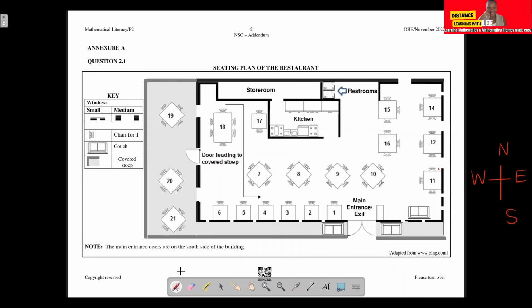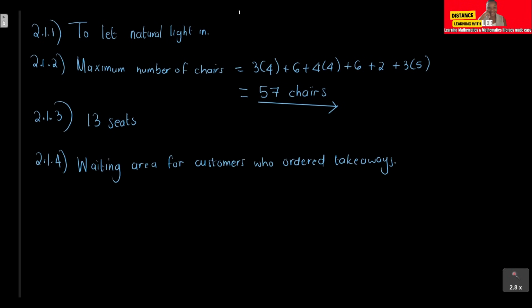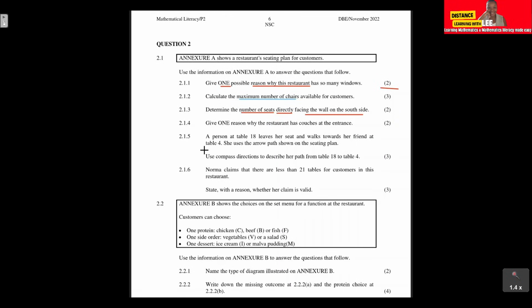Either one of those reasons or any other valid reason would be accepted. So you can either say it's a waiting area for people waiting to be seated, or you can say it's a waiting area for customers who ordered takeaways. I'm going to use the reason that it's a waiting area for customers who ordered takeaways. All right, let's have a look at question 2.1.5.